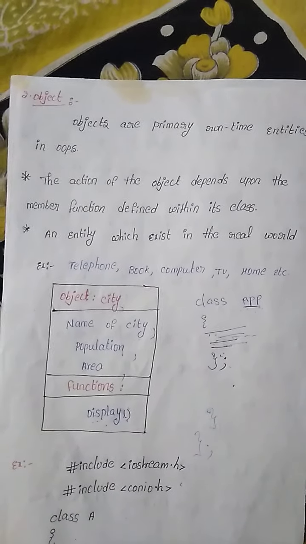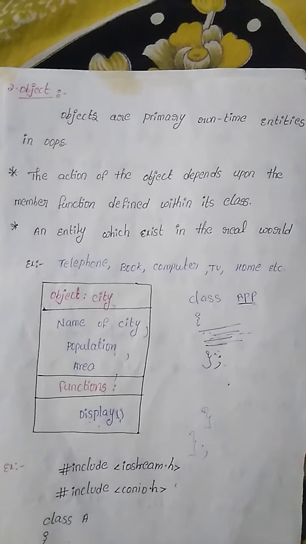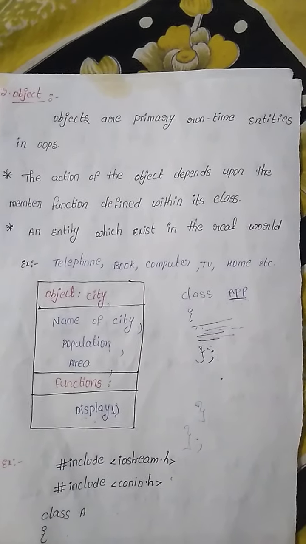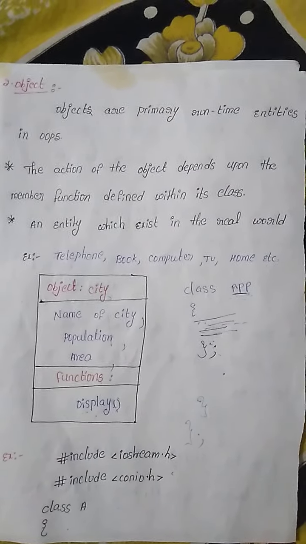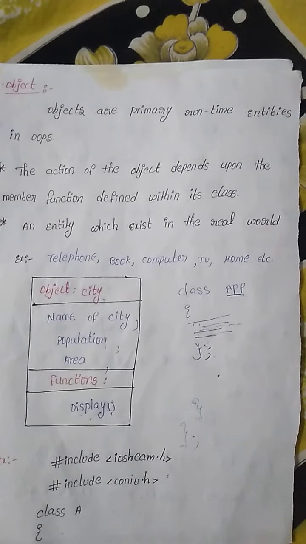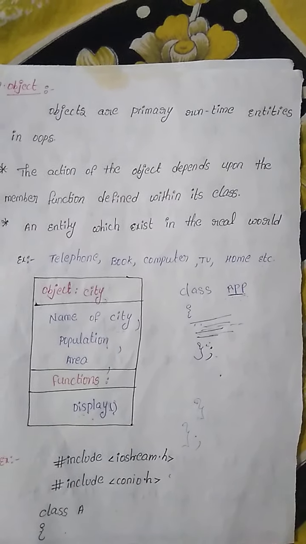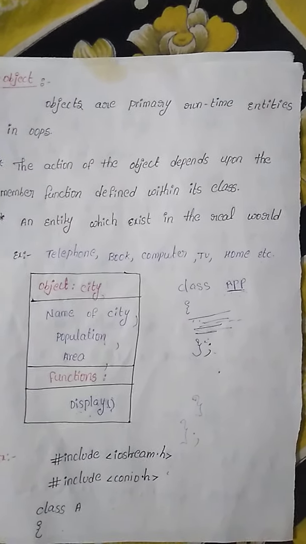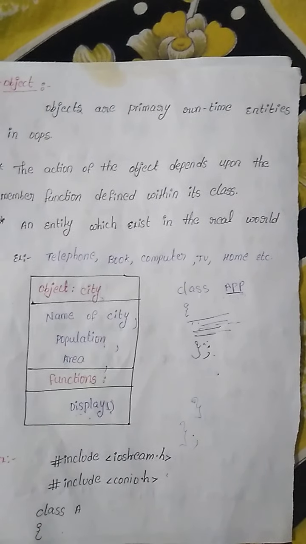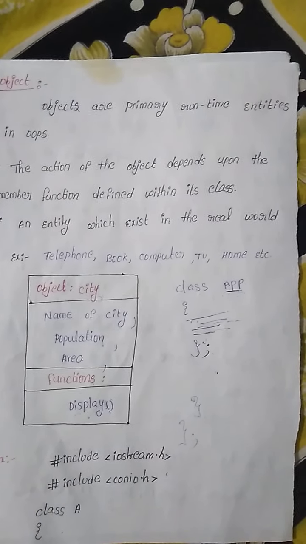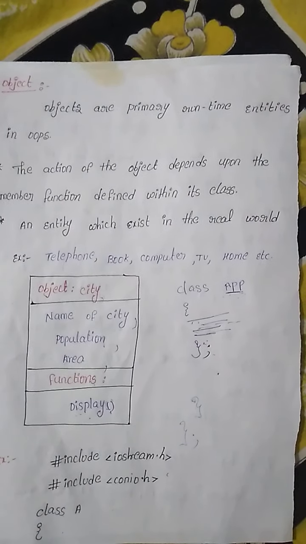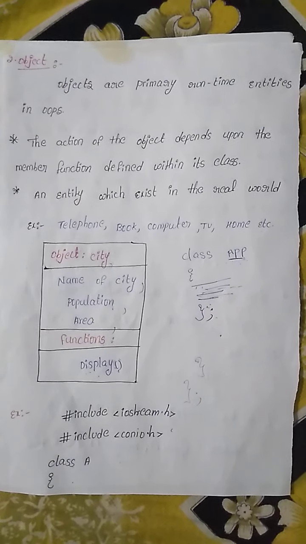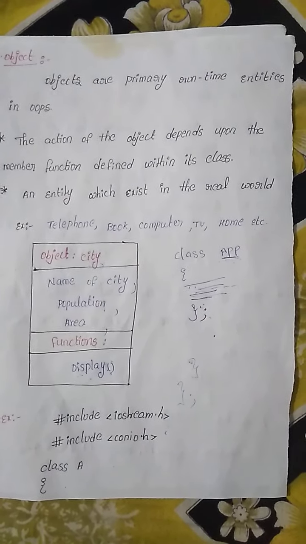Next, we know that an object is an entity which exists in the real world. Example, telephone, book, computer, TV, home, bicycle, etc. Next, we take one more example about object. Here we take one class, Andhra Pradesh population. Next, we write the name of the city, population, area and display function in a class. Then in the main method we can create an object city. Then during the execution process the city calls the display function because the action of the object depends on the member functions.